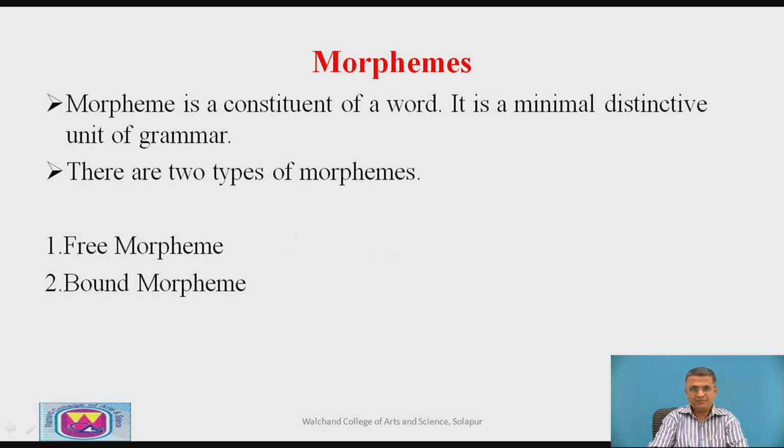Now we come to morphemes. Morpheme is a constituent of a word. It is a minimal distinctive unit of grammar. Now there are 2 types of morphemes. The first is called free morpheme and the second is called bound morpheme.